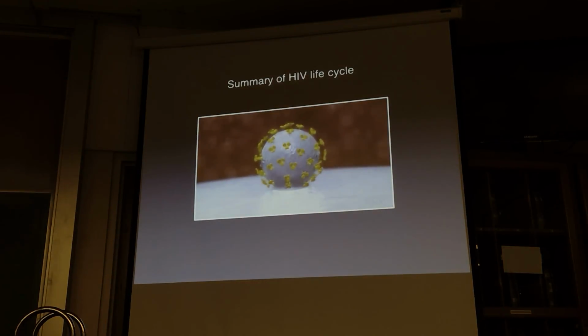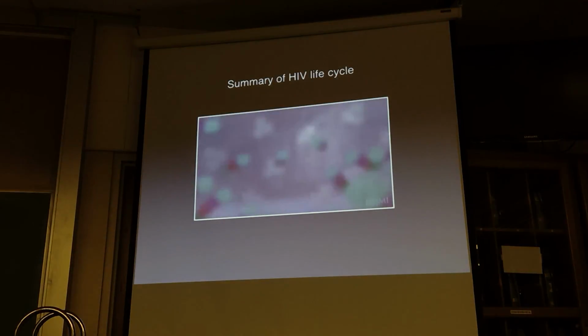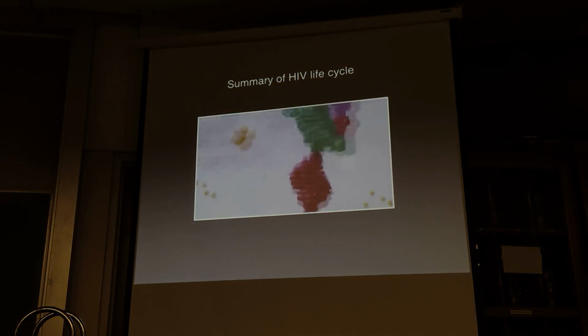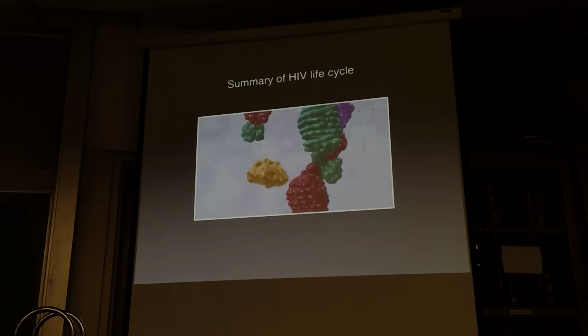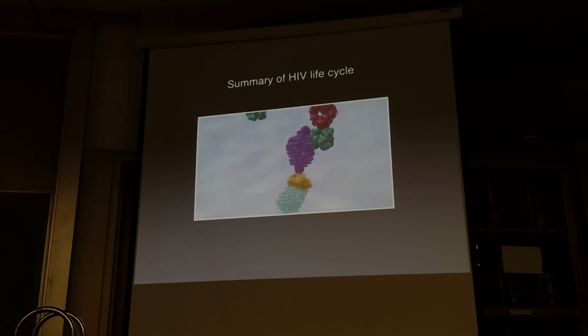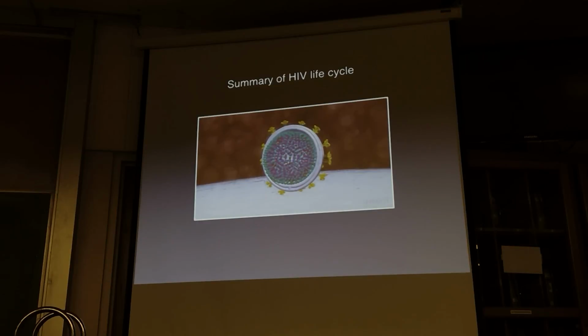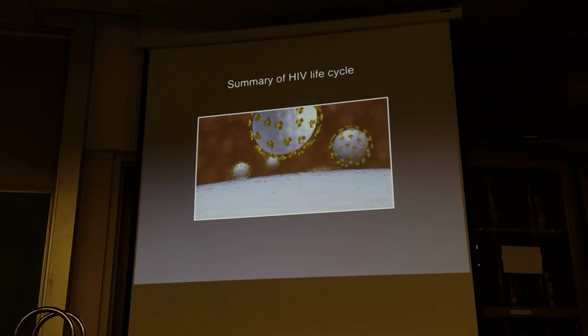This then buds off at the cell surface at this point, but it's still not a mature virion because the polyprotein chain needs to still be digested into its component parts. That's done by an enzyme called protease. Protease breaks up those polyprotein chains and ultimately allows for them to coalesce and form the mature structures that make up the final virion. And now you have a mature infectious virion that can go on now to infect other cells.